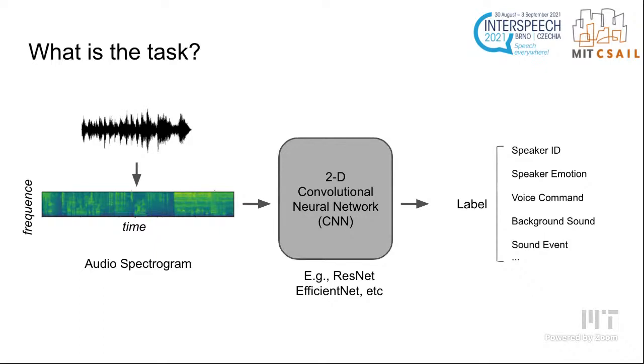So they first convert the waveform to a 2D spectrogram, where the horizontal axis is time and the vertical axis is frequency. And you can see it like this. And then they just treat the audio spectrogram as an image and input it to a 2D convolutional neural network, like how computer vision people do their job. For example, the convolutional neural network can be ResNet, can be EfficientNet, anything.